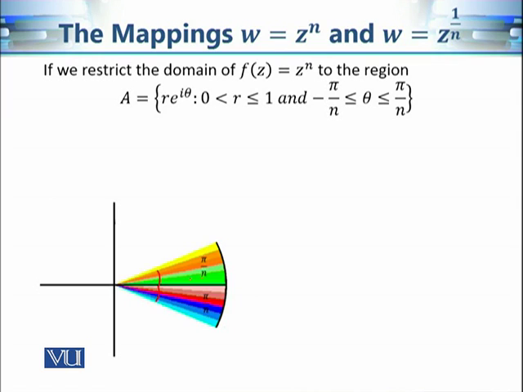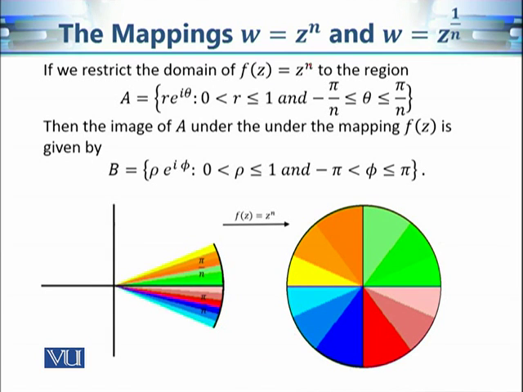We have colored these regions with different shades so that we know what will happen after we apply this mapping f of z equal to z raised to power n. Observe that when we apply this map, the argument will be multiplied by n. So if we have this region making an angle pi by n above and below the real axis, then when we apply this mapping, we will get the whole disk.